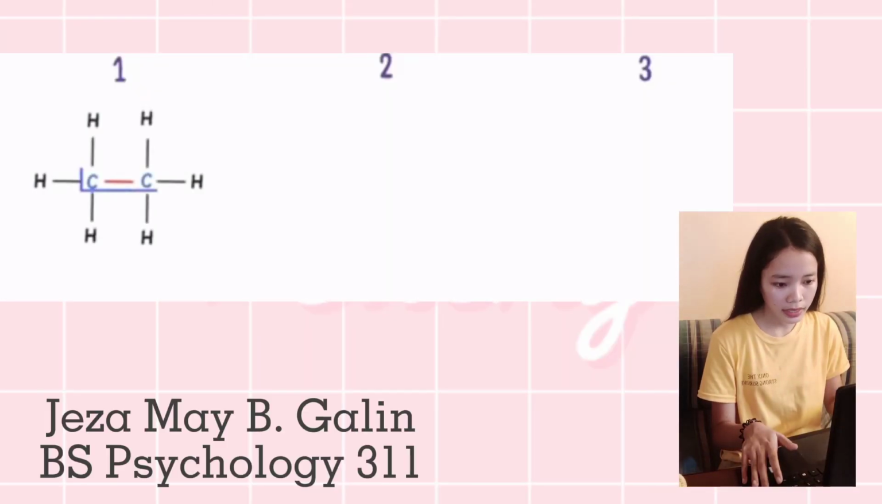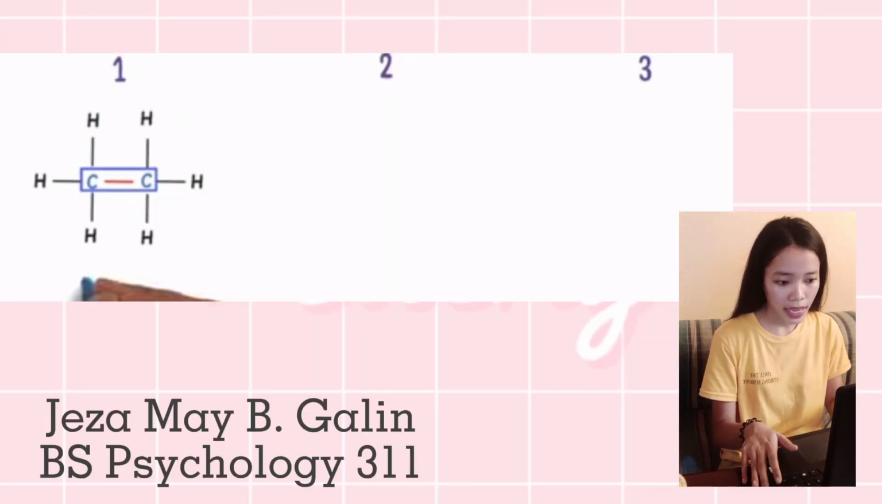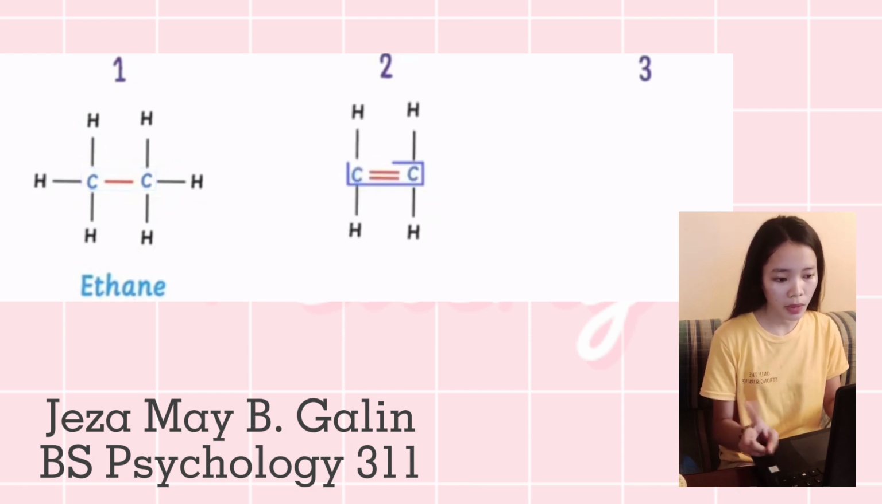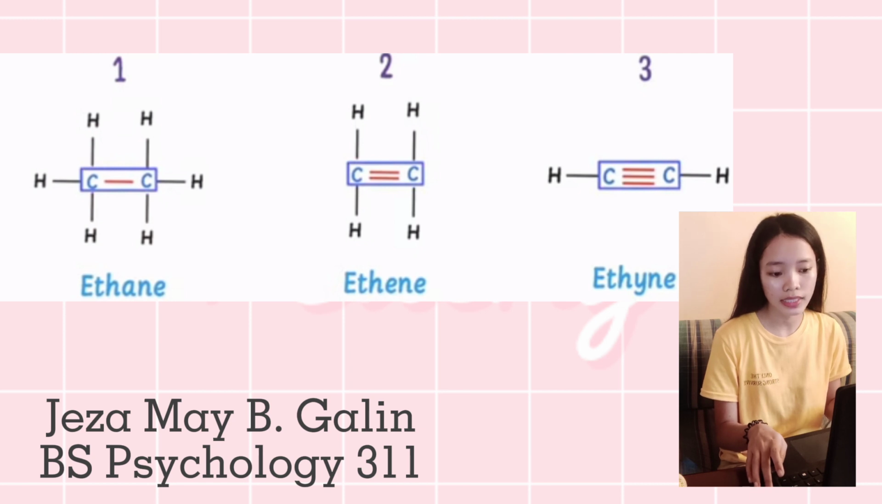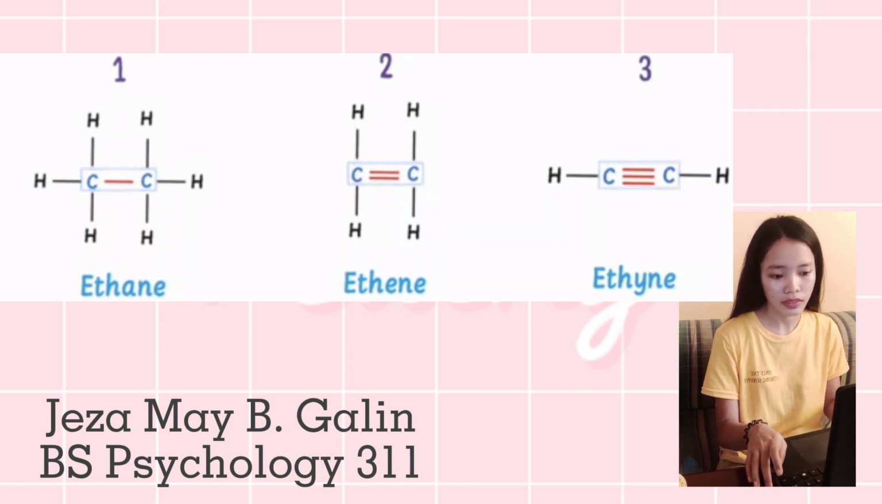So, alkane has only single bonds, and this is ethane. While in alkene, there is a double bond between two carbon atoms, and this is ethene. While in alkyne, there is a triple bond between two carbon atoms, and it is ethyne. We can easily identify the hydrocarbons by knowing the single, double, and triple bond.